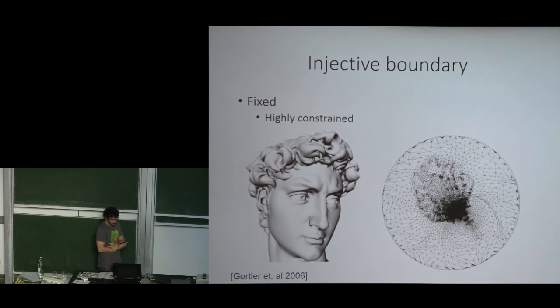Well, the simplest solution is to simply fix the boundary, like we did in that. But this causes a very constrained problem, because the entire boundary is fixed, you cannot really optimize the map too much and lower the distortion.